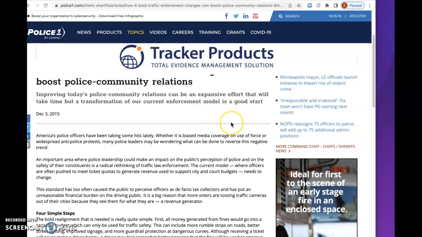Then I'm going to give you Police One that has Boost Police Community Relations. And they're telling you, maybe we shouldn't be giving out so many tickets. And how about if you lower the price of the tickets? Stop making it off the back of people. When you look at Ferguson, that was one of the issues with Ferguson. They were using traffic citations to fund the police department. That never makes a happy community.